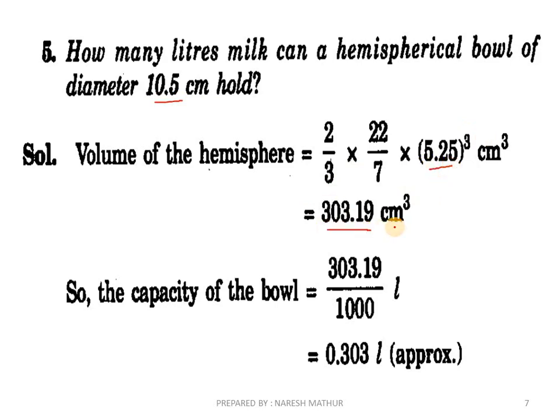Find the volume. We have the volume in centimeter cube, and as we know the relation between centimeter cube and liter is 1000 centimeter cube equals 1 liter, so we need to divide it by 1000. So we can get the answer as 0.303 liter approx.